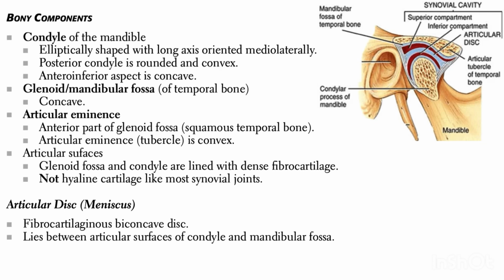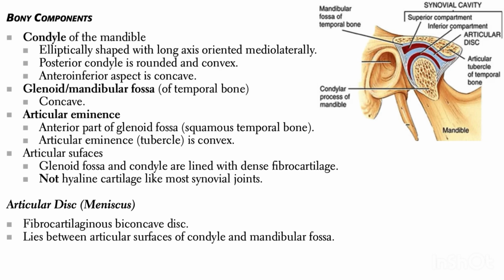The second bony component is the glenoid fossa, which is also called the mandibular fossa. And we have discussed earlier that this is a part of the temporal bone. This is again concave in shape. Now, this is the superior most portion. And the anterior portion of the glenoid fossa has an articular eminence that is somewhat like a tubercle that is convex in shape. Both this glenoid fossa and the condyle of the mandible are lined by fibrocartilage, meaning they are covered with a dense fibrocartilage and not hyaline cartilage like other synovial joints.